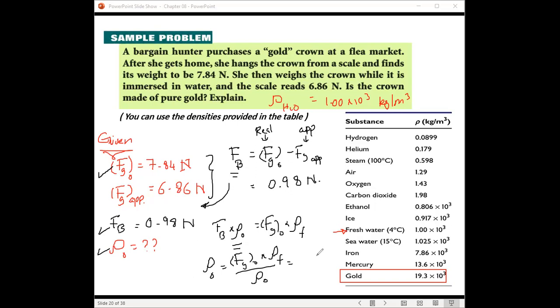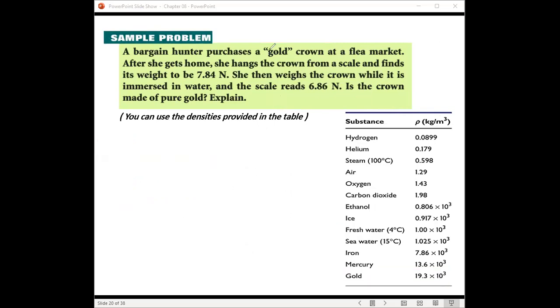Find it. You will find if it's equal to the density of the gold or doesn't equal to the density of the gold. It will not equal the density of the gold, to save our time. So it will not be made of pure gold. This is the answer as it's written.